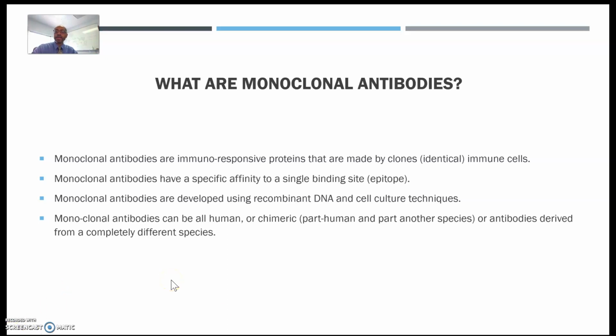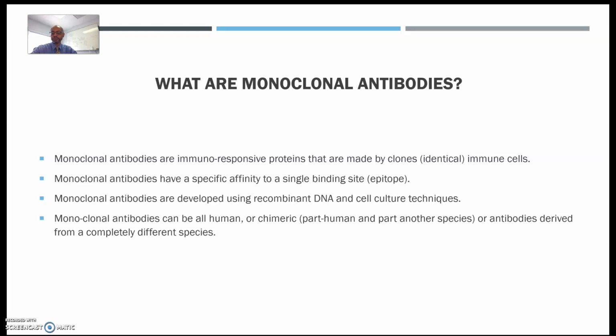The important key fact here is no matter how the antibody is derived, it is a single clone. It is one type of antibody that has a specific binding site for a specific substrate. And that is what gives this pharmaceutical or pharmacological therapy its advantage, because it is highly specific to a single binding site.